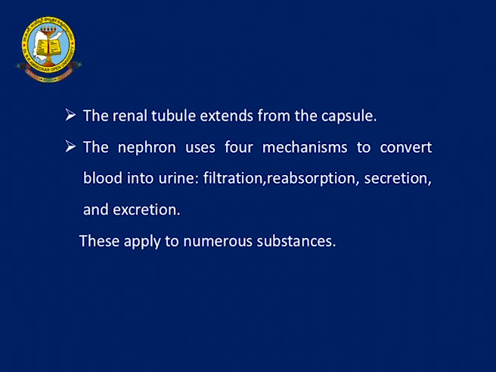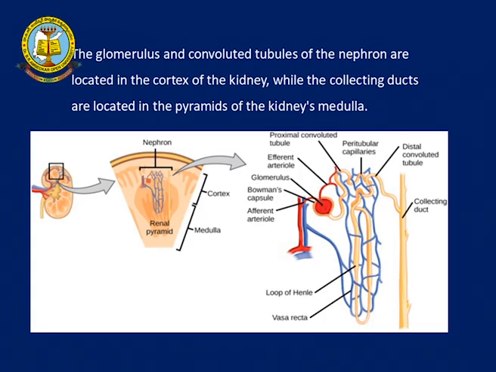These apply to numerous substances. So, this is the structure of the kidney. The kidney has millions of nephrons. The glomerulus and convoluted tubules of the nephron are located in the cortex of the kidney, while the collecting ducts are located in the pyramids of the kidney medulla. So, we divide the kidney into the cortex region and the medulla region. The cortex region has the nephrons, and the medulla region has U-shaped tubes.